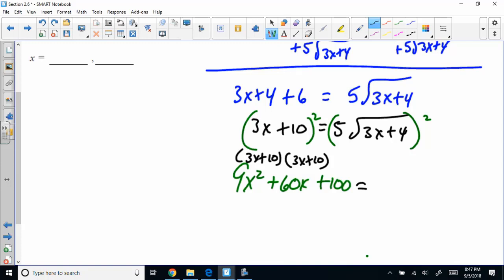Now, when we square that radical, it's going to go away, right? But what happens to that 5? Does it go away? Yeah, it does. Has to, right? So, ladies and gentlemen, that leaves you with this.